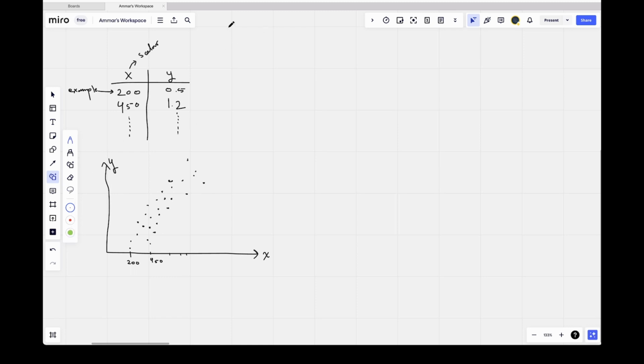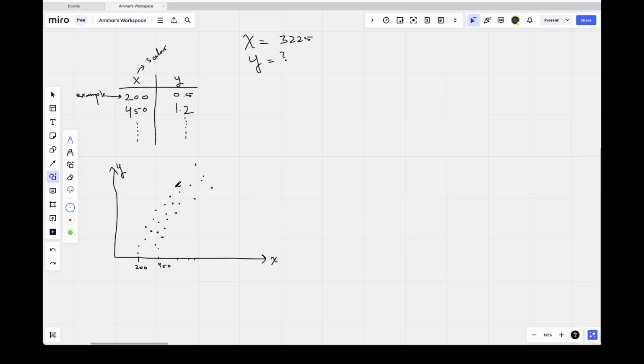Now assume you have a new value for x, for example 3225, just a random value. Now you want to try to figure out the value of y, but this data point does not exist in your data set. So what can we do about it? One thing we could do is try to learn some pattern in this data. We could try to fit a line to this data that tries to capture this data as well as possible.